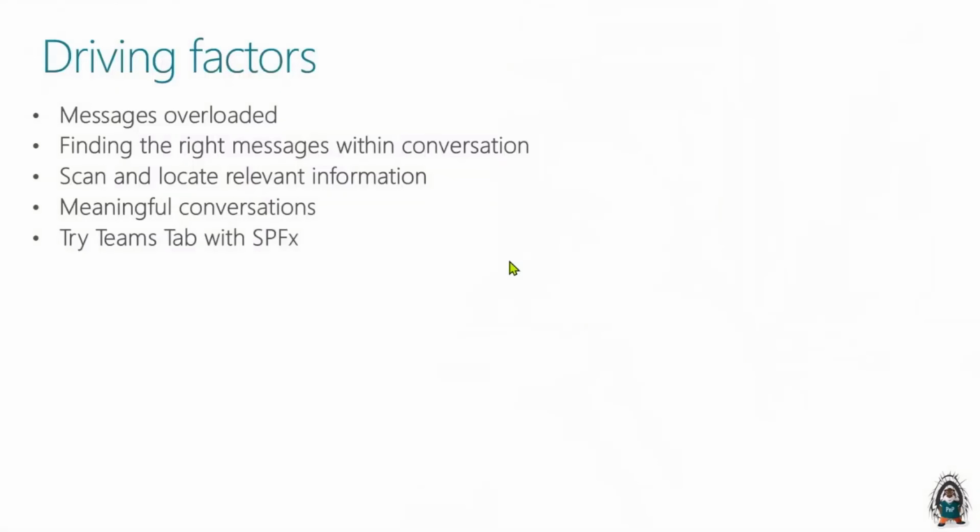So what was the driving factor? The first thing was, with Teams usage, in a typical Teams channel conversation built for a particular project, we would see so much message passing and so much conversation happening in a particular channel, and it sometimes becomes difficult to find the right message within that conversation. And it also becomes difficult to scan and locate the relevant information there, right?